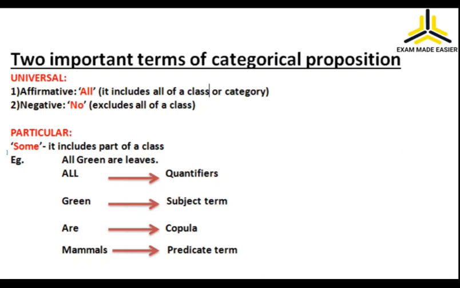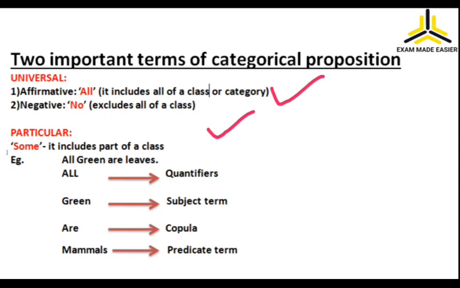In this slide we have to know two important terms of categorical propositions. Previously we saw the components. Now we will talk about two important terms, from which numerous questions come in the exam. The first one is universal. Inside universal there are two terms: the first is called affirmative, and the second is called negative. So one is called universal affirmative and the second is called universal negative.